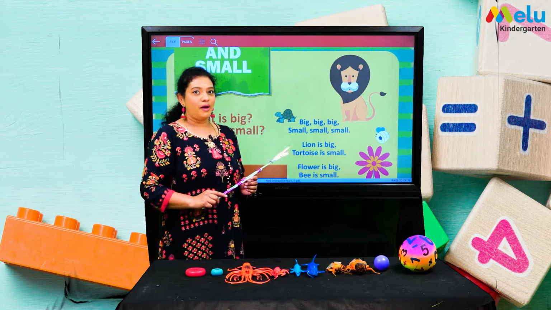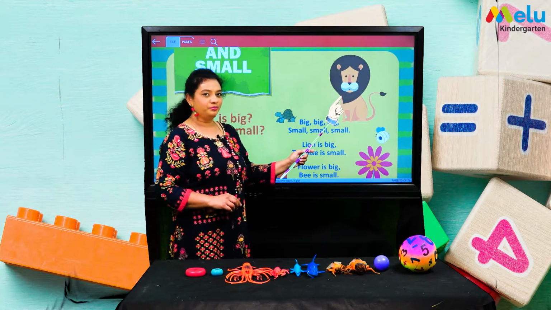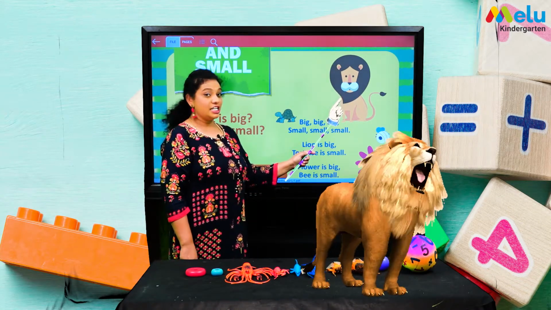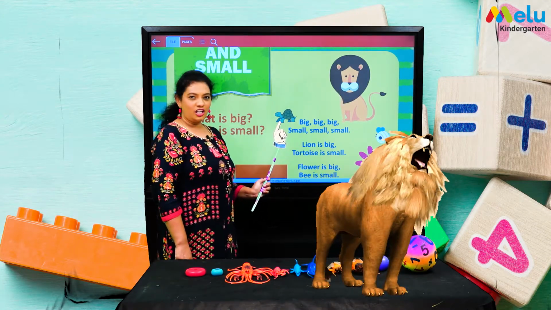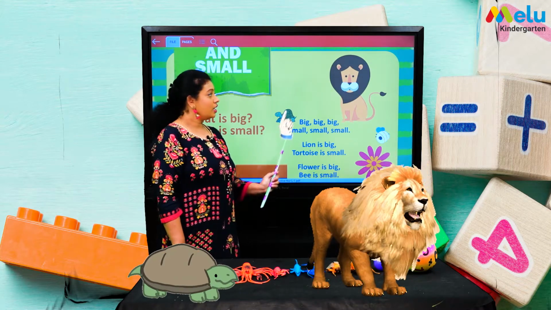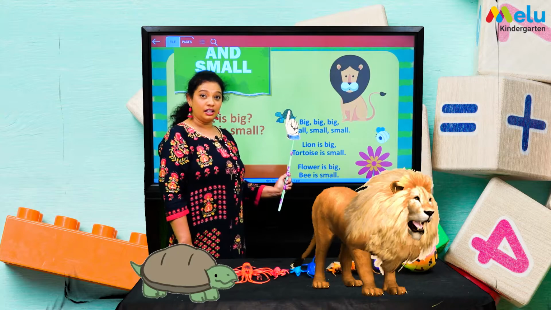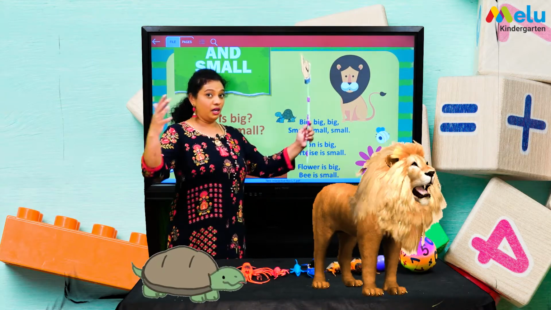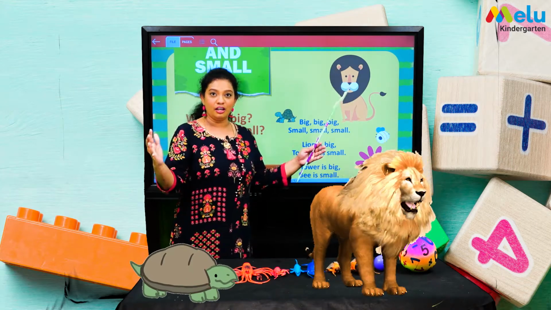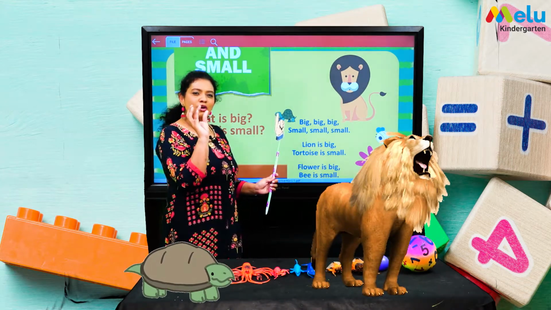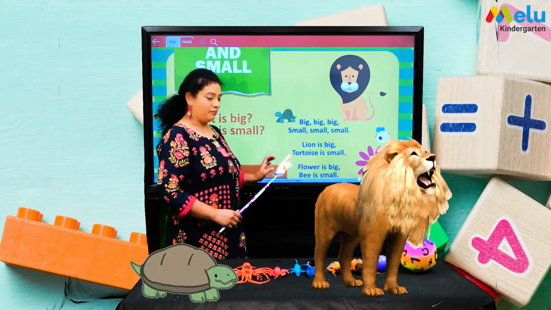Now see on the panel, we have a few examples. See here. What is this? Yes, it is a lion. What is this? Tortoise, right? So when you compare these two animals, which is big and which is small? Yes, lion is big and tortoise is small. Right, children? Now we'll see one more example.